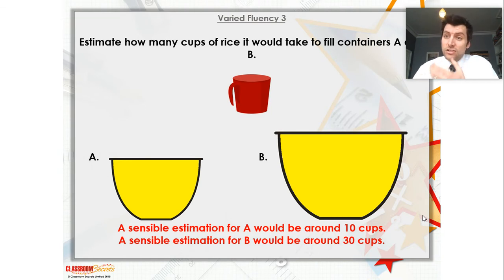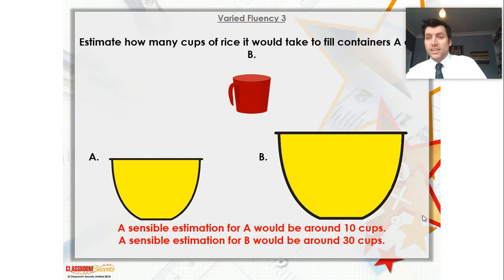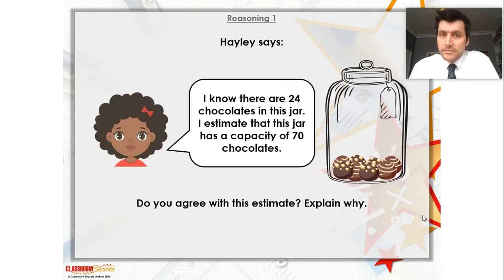So again, you've got to see what you can see from your own experiences, because I thought that the yellow bowls were not as deep as they actually are. They're lots deeper, and they're wider. So therefore, you've got to think it through. 10 cups for A and up to 30 for B. This is quite challenging because you've got to visualize these as 3D shapes rather than 2D shapes.